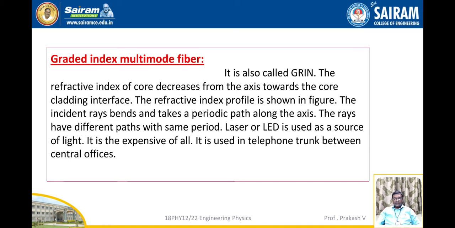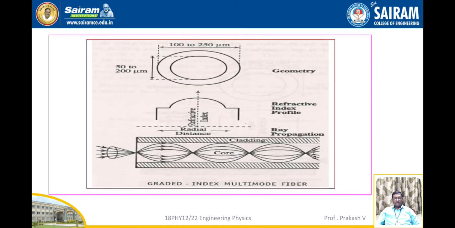Here laser or LED is used as a source of light. It is the expensive one when compared to other optical fibers, and it is used in telephone trunk between central offices. Now I am going to show you the diagram of graded index multimode fiber. If you look at the geometry, the diameter of core ranges from 50 to 200 micrometer, and that of cladding ranges from 100 to 250 micrometer.